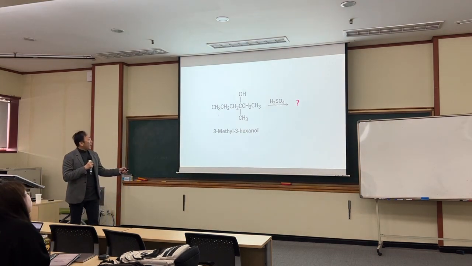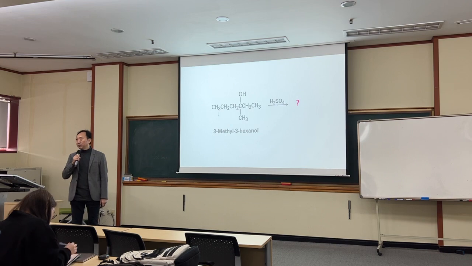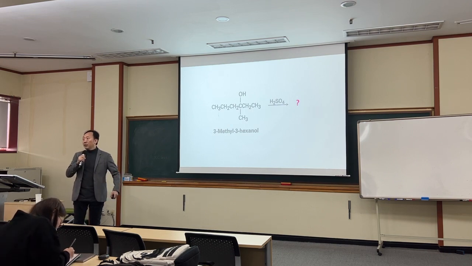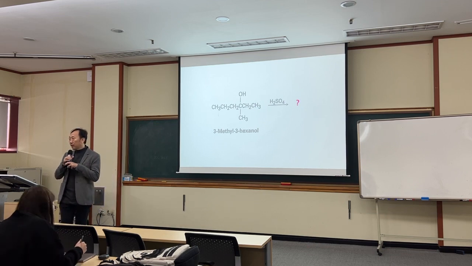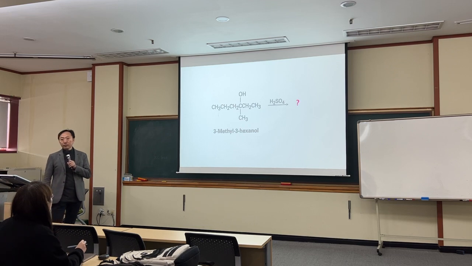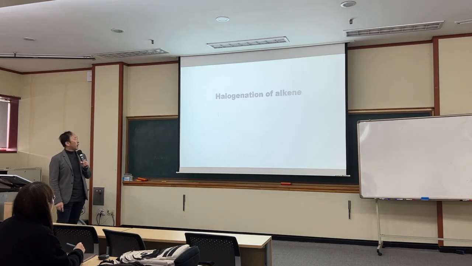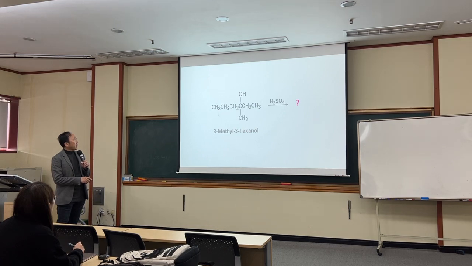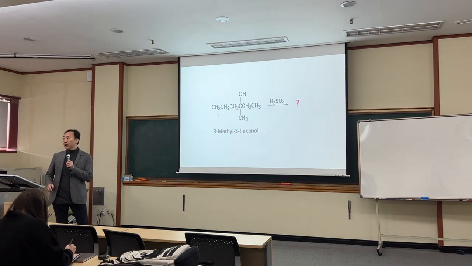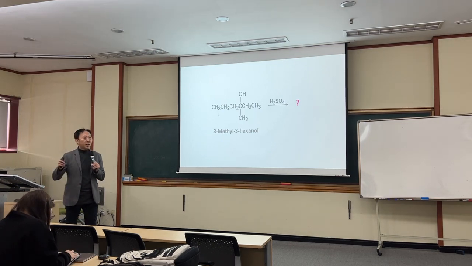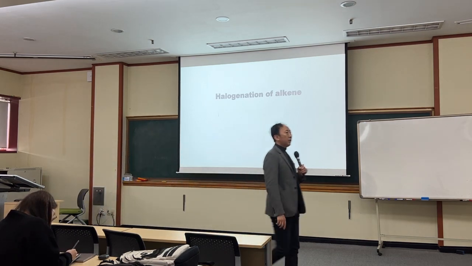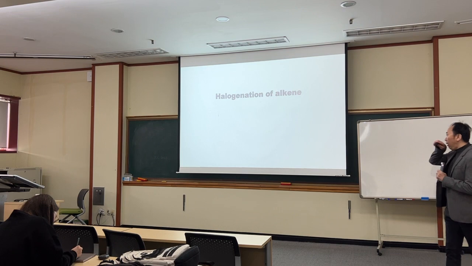Then, by adding this, what product can you expect? Water is removed, and then a double bond can be generated. What product can you expect from this? Water is removed here, the OH, and then you can take one proton from here, here, or here, right? So you may have three possible products: the double bond here, or here, or here. Those are the possible products you can get. So this is just an intro. Now the real reactions for today.